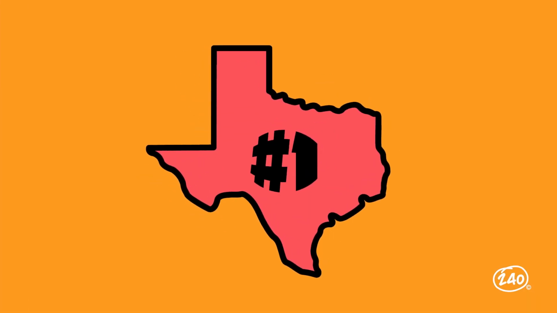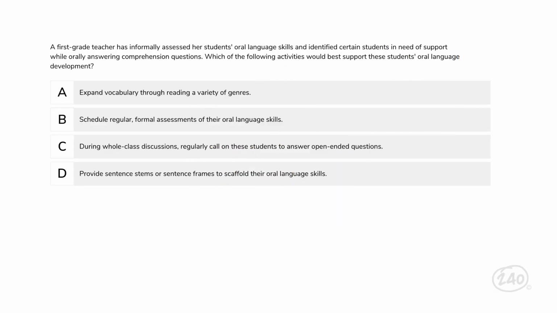Let's jump right in. A first grade teacher has informally assessed her students' oral language skills and identified certain students in need of support while orally answering comprehension questions. Which of the following activities would best support these students' oral language development? Expand vocabulary through reading a variety of genres? Schedule regular formal assessments of their oral language skills? During whole class discussions, regularly call on these students to answer open-ended questions? Provide sentence stems or sentence frames to scaffold their oral language skills.